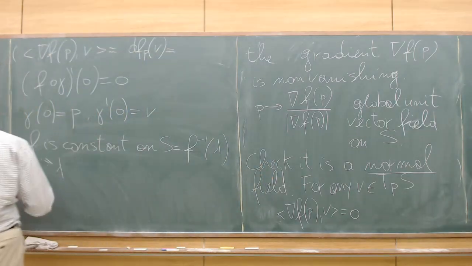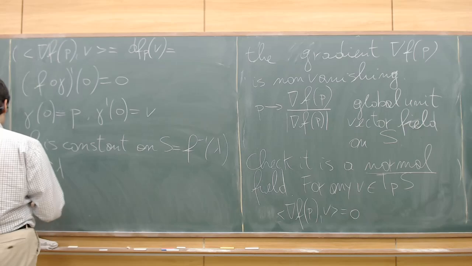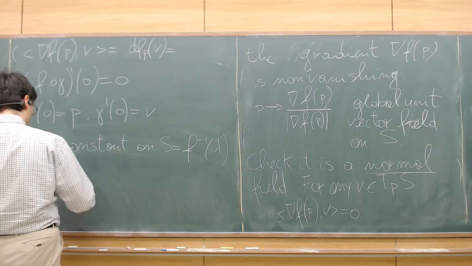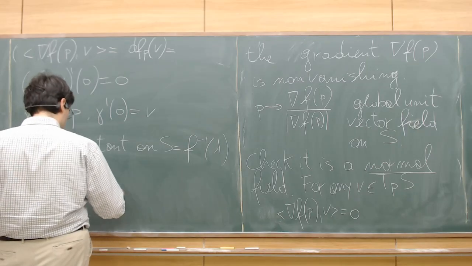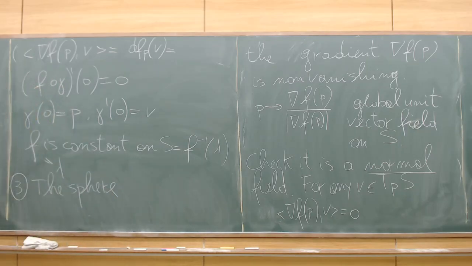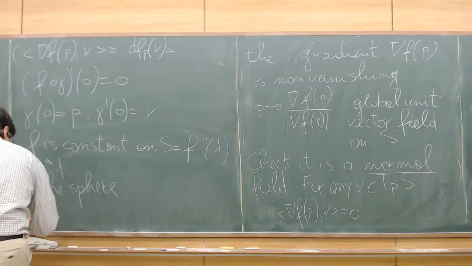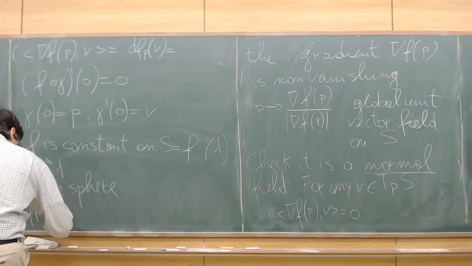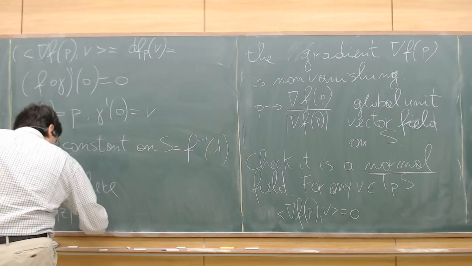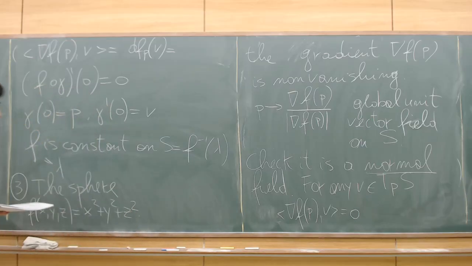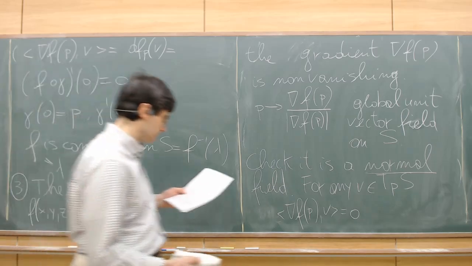Using this technique, you can prove that also the sphere is orientable. Why? Because any sphere can be seen as the level set of the function f of x, y, z equal to x squared plus y squared plus z squared. I leave the details to you.